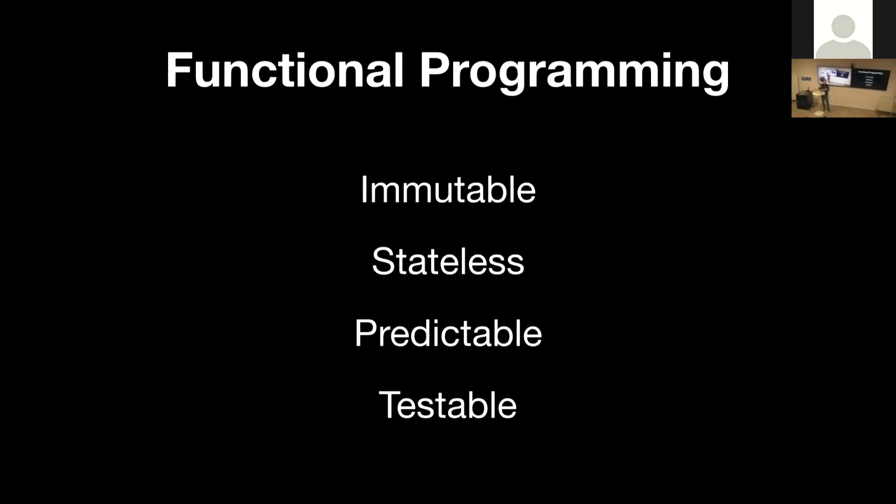A function takes an input and produces an output. That makes them predictable because it's always going to be the same output for the same input. It means that you can reason better about your programs. They're also very testable. There's no global state, so it's easier to test.